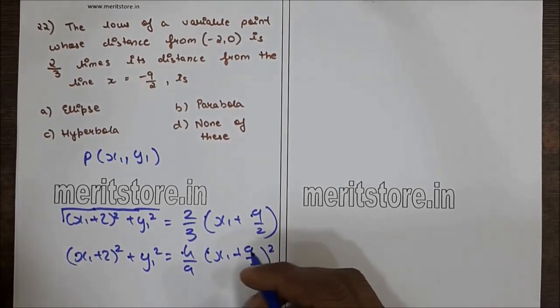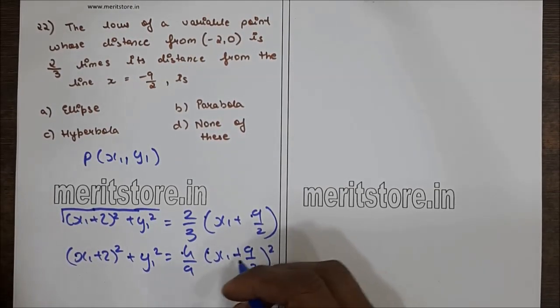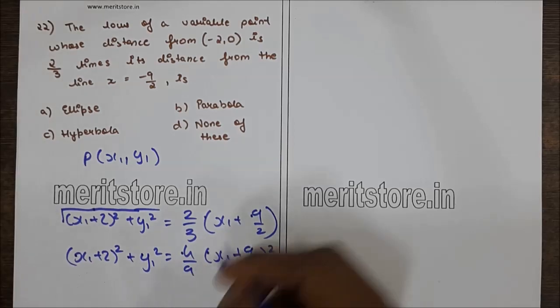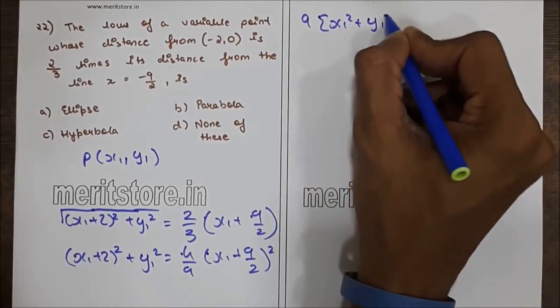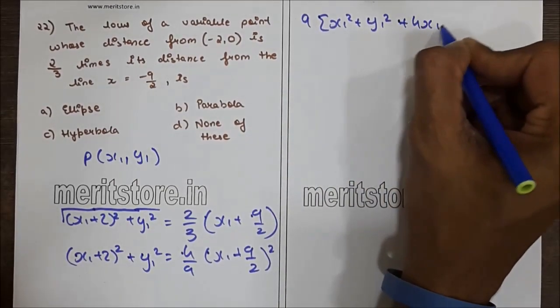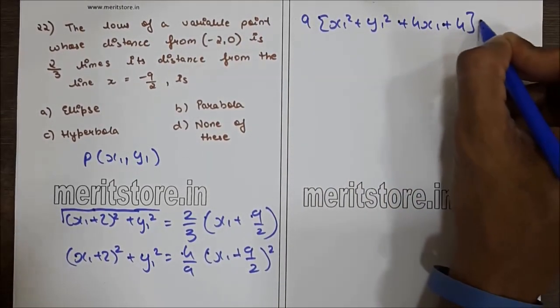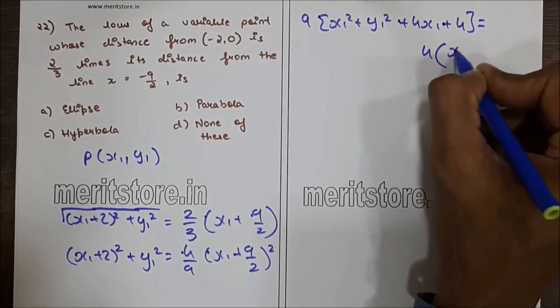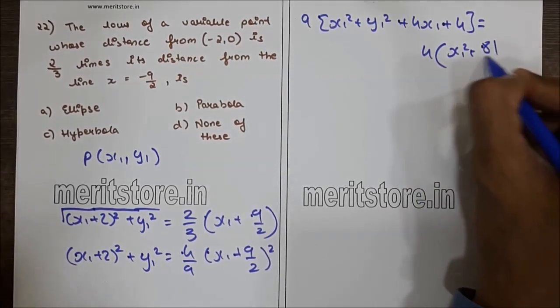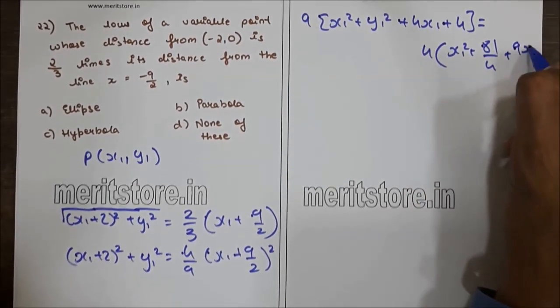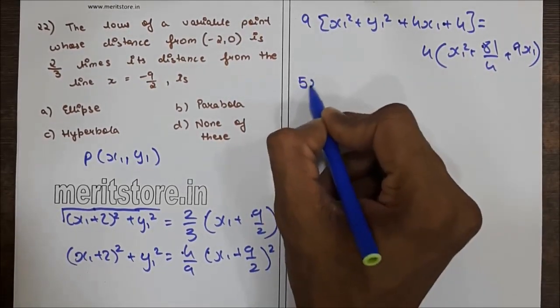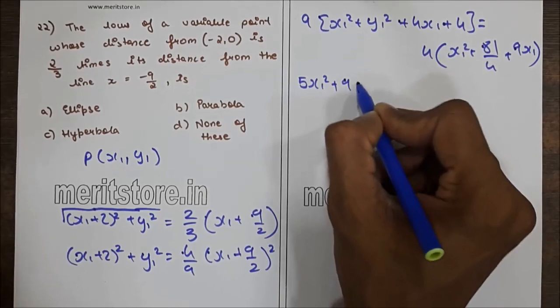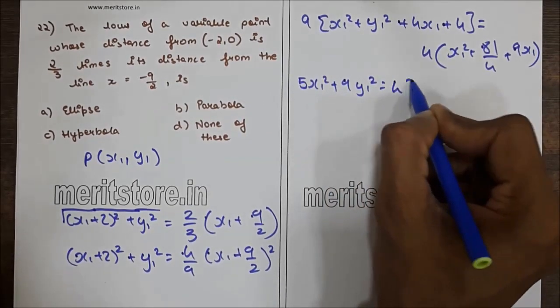Further solving, we take (a plus b) the whole square on both sides of the bracket. We solve both the brackets and get 9 into (x1 square plus y1 square) plus 4x1 plus 4 equal to 4 x1 square plus 81 by 4 plus 9x1. Further solving this, we get 5 x1 square plus 9 y1 square equal to 45.